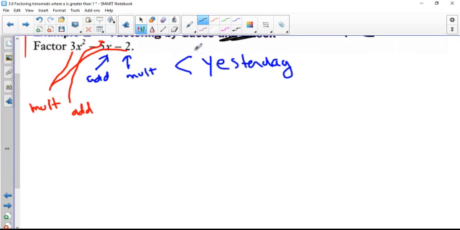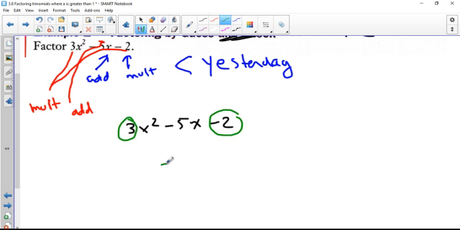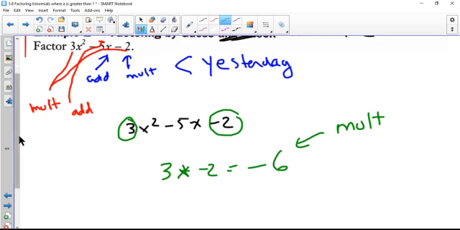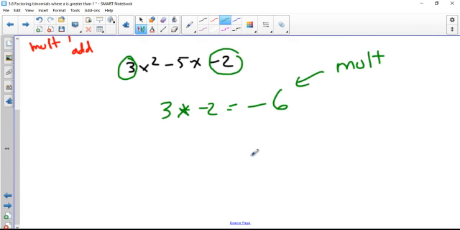I'm going to write the question out again. So we have 3x squared minus 5x minus 2. Whenever we have this case, we have to multiply our a value and our c value. So we're going to get 3 times minus 2 to give us negative 6. Now we consider this to be the multiplied number, the number that we have to multiply to get. And then we have minus 5. This is the value that we want to add towards.